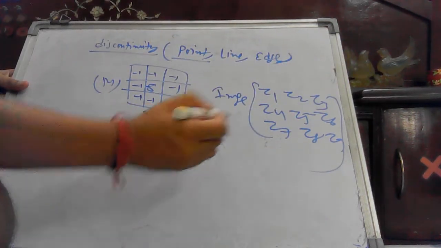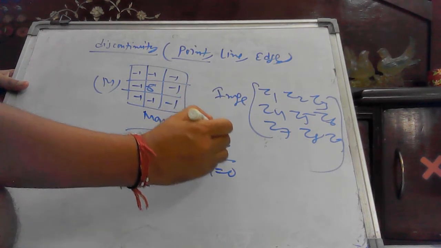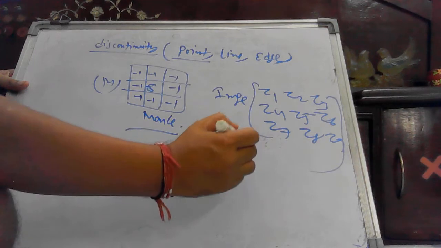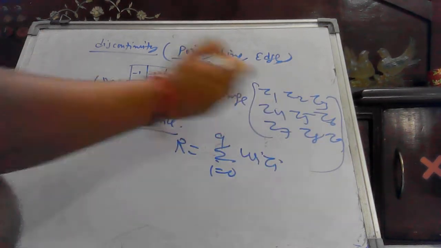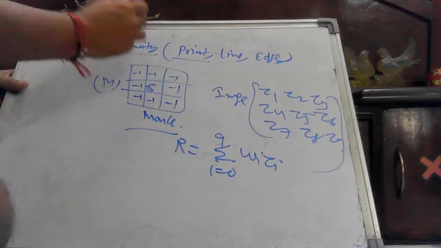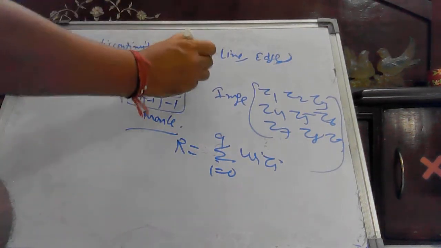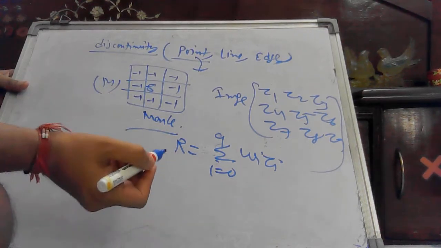So your resultant value is a summation of i from 0 to 9 of Wi times Zi. So this is my Wi and this is my Zi. Now the discontinuity approach is totally based on what I have told you. Point detection is simply based on a threshold.